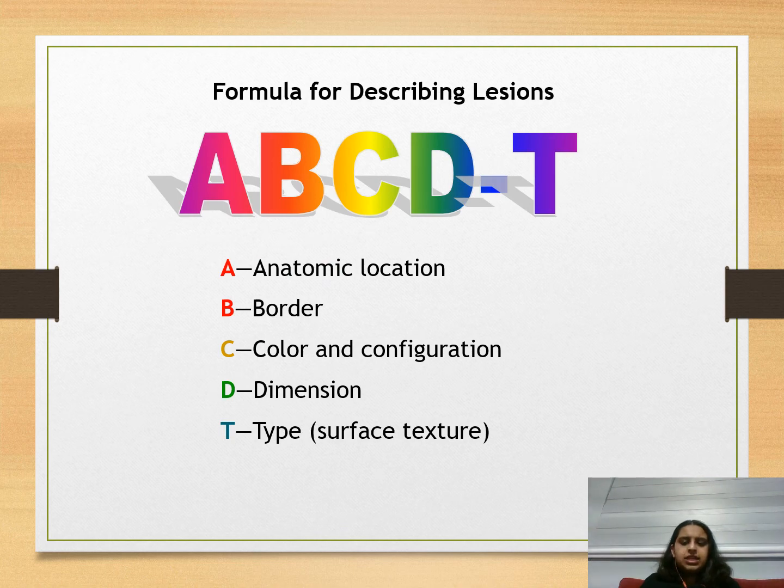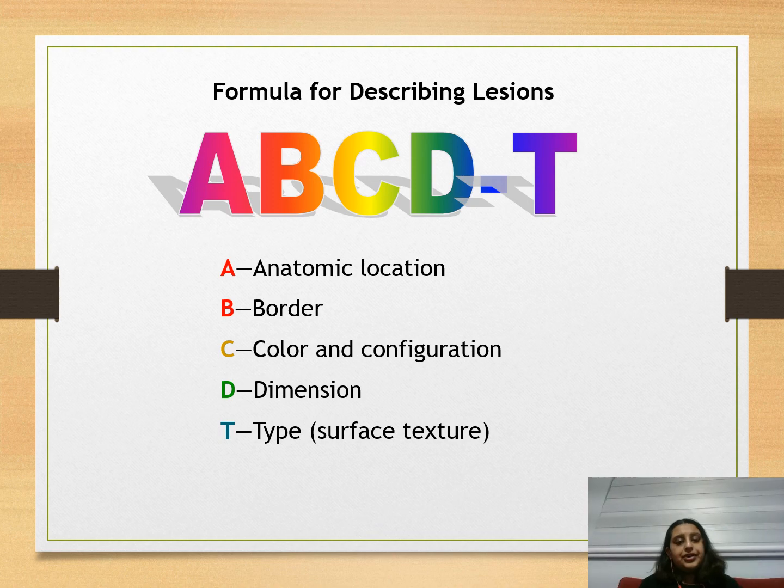So lastly, it's important to have a sequence. I don't know if you remember this, but A, B, C, D, T. So A, the location, B, the border. Location would be, if it's on the outside, the parietal region, the temporal region, the mental region. If it's intraorally, you'll say the left buccal mucosa adjacent to the 2-7, 3-7, or if it's on the lip, you'll say the lower lip towards the midline, things like that.